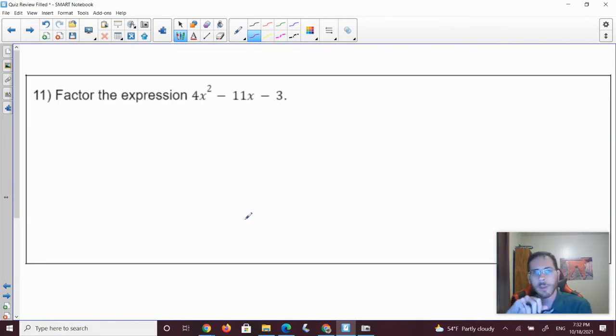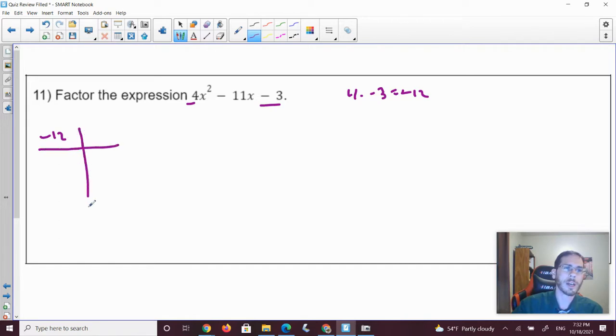For number 11, we have to factor. So factor the expression 4x squared minus 11x minus 3. So we take our two numbers on the outside, 4 and negative 3. 4 times negative 3 is negative 12. I've got to find things that multiply to negative 12 and then add up to the middle. So I have to add up to negative 11.